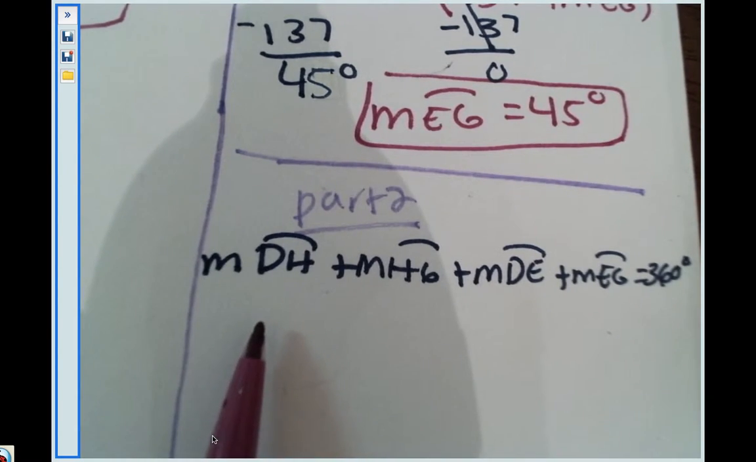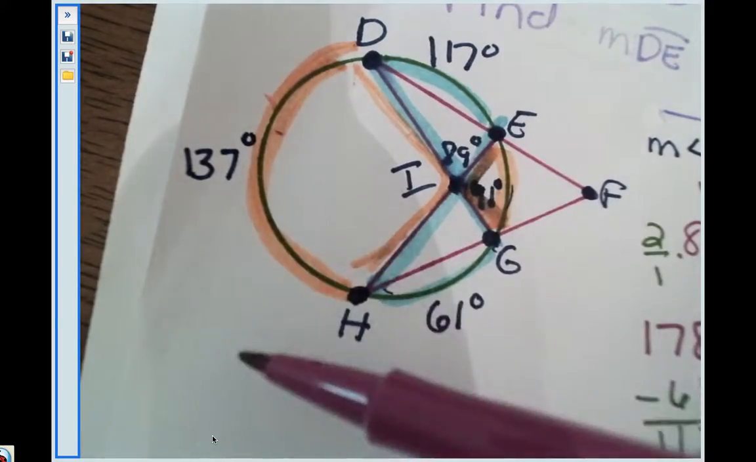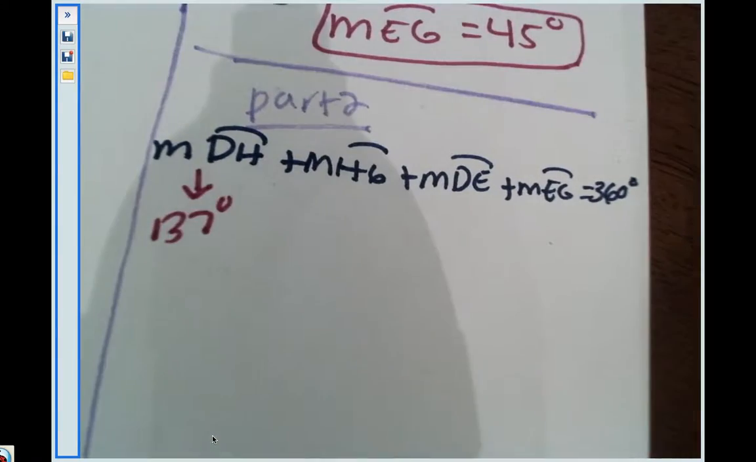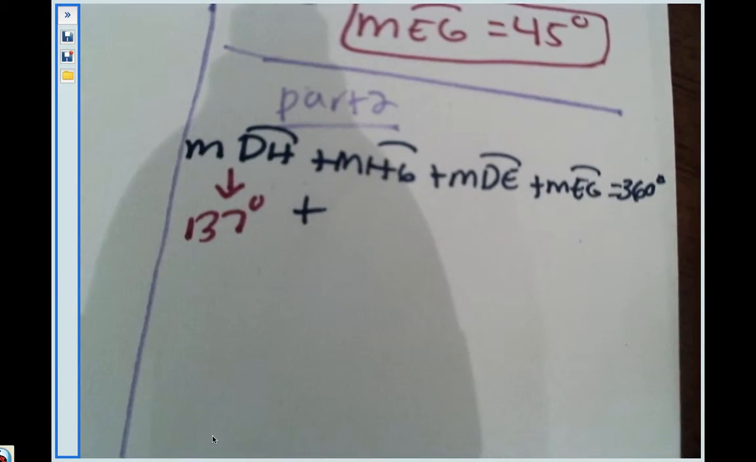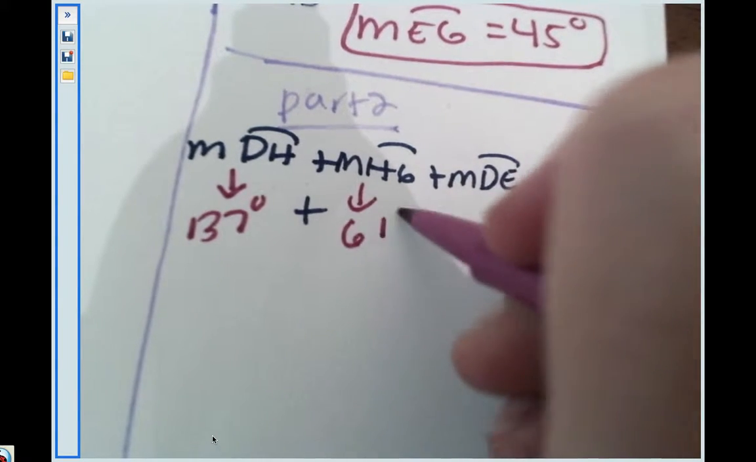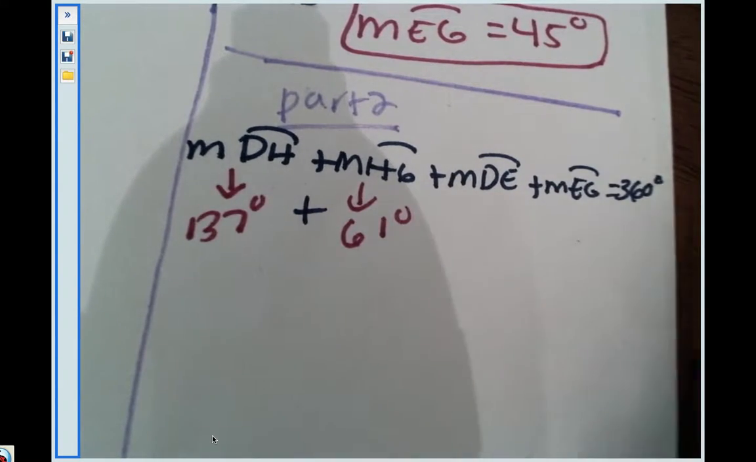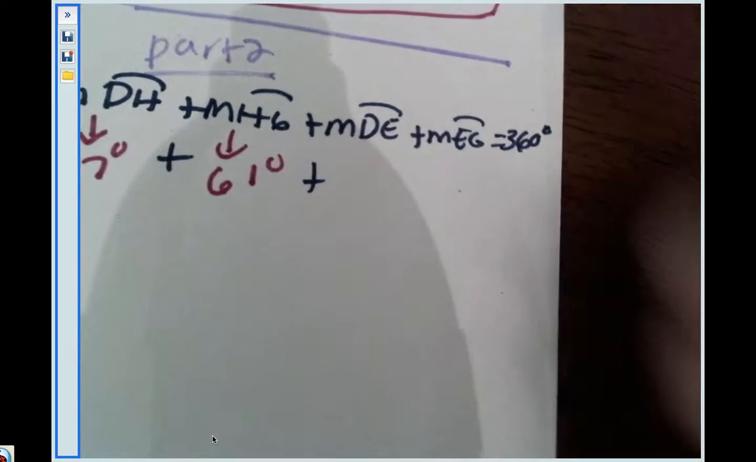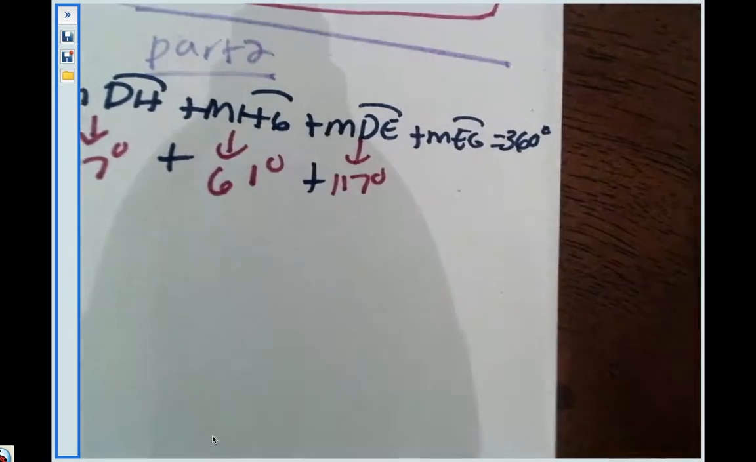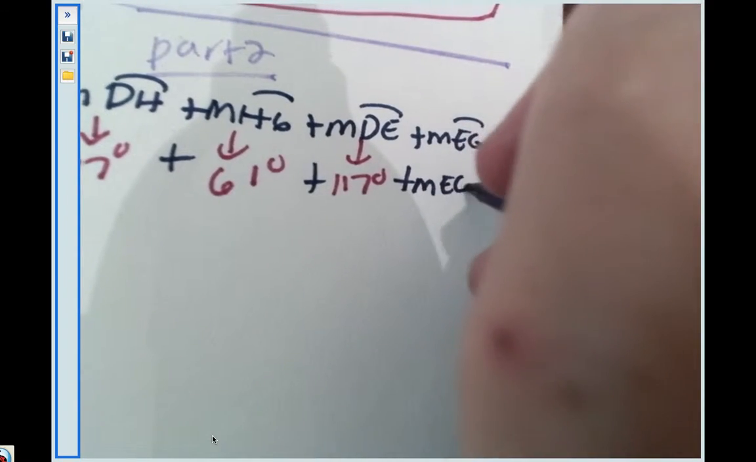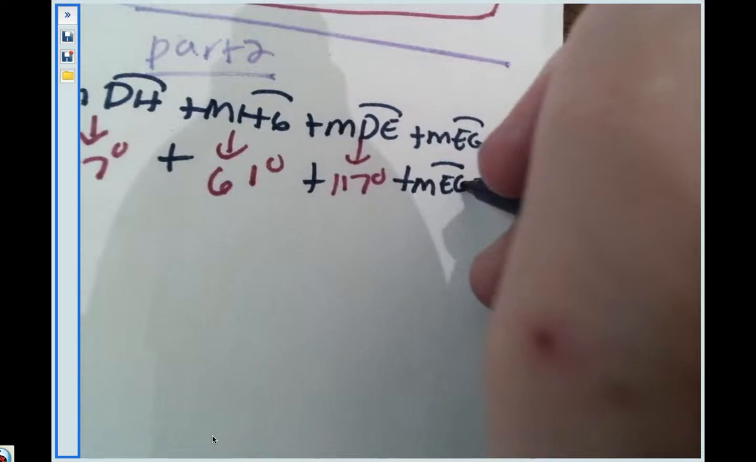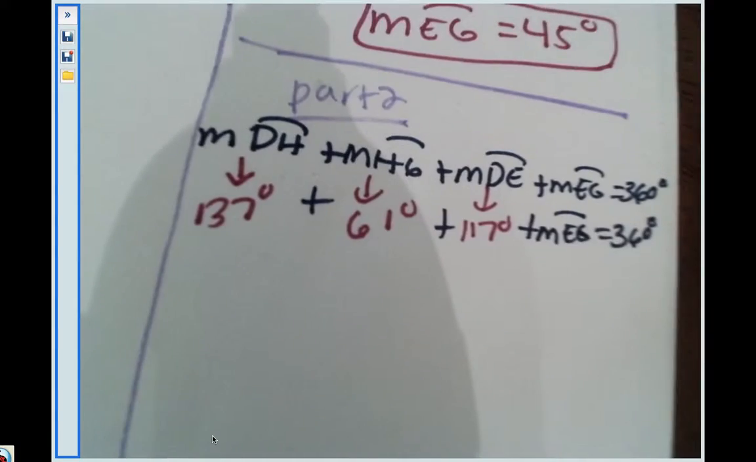Okay, so the measure of DH is 137 degrees, so I'm going to fill in 137 degrees for that. Plus the measure of HG, which is 61 degrees. Plus the measure of DE, which we solved earlier. The measure of DE is 117. So plus 117 plus EG, which I'm solving for, equals 360 degrees. All right, let's solve this for EG.